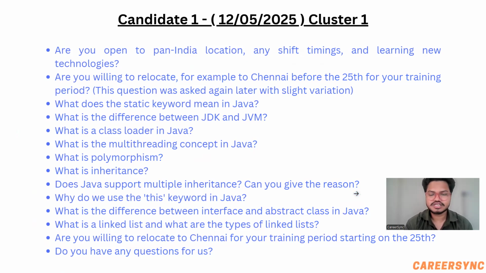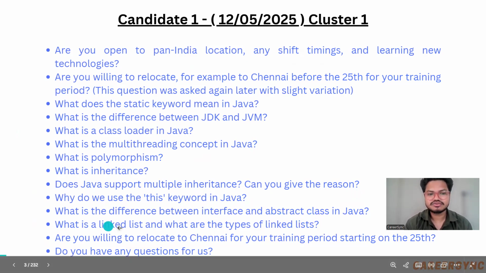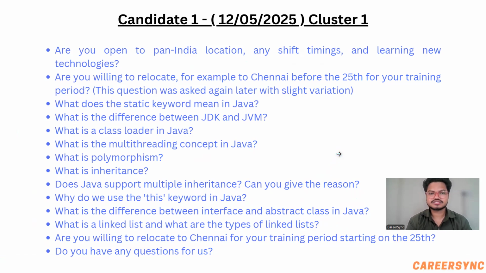So it is basically supported with the help of interfaces. Why do we use the this keyword in Java? What is the difference between interface and abstract class in Java? What is a linked list and what are the types of linked list? Are you willing to relocate to Chennai? The same question again. And do you have any questions for us?